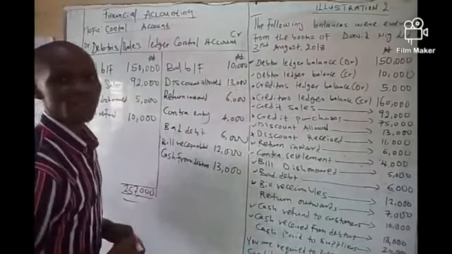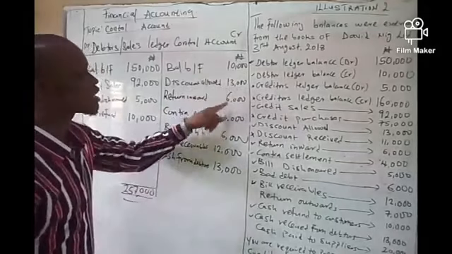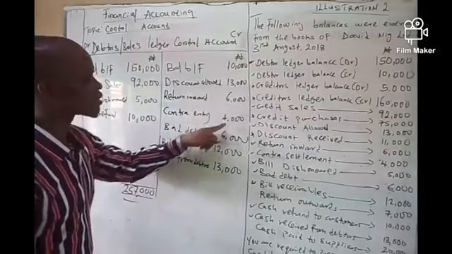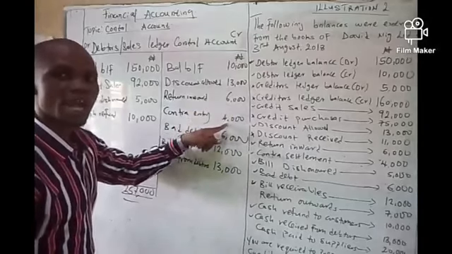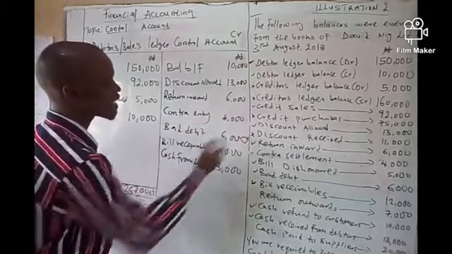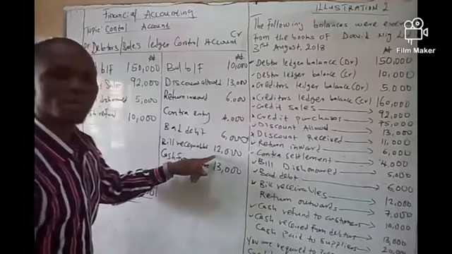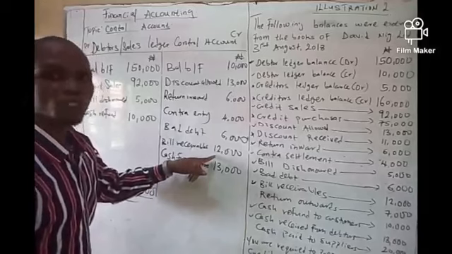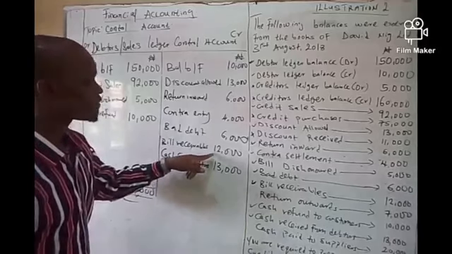10,000 plus 13,000, we have 23,000. 23,000 plus 6, we have 29,000. 29,000 plus 4, we have 33,000. 33,000 plus 6, we have 39,000. 39,000 plus 2, we have 41. 41 plus 10, we have 51.